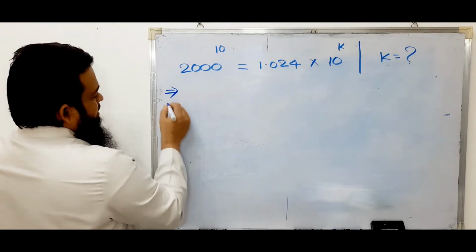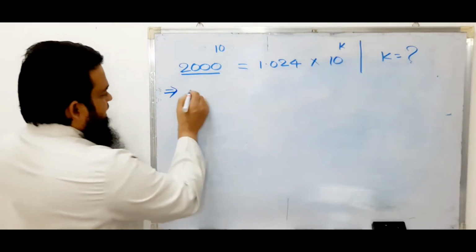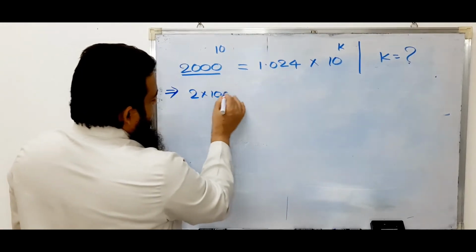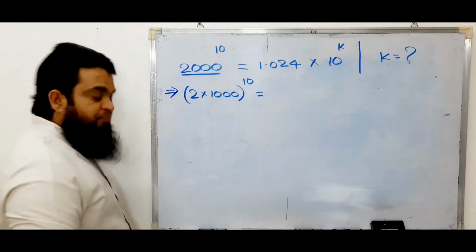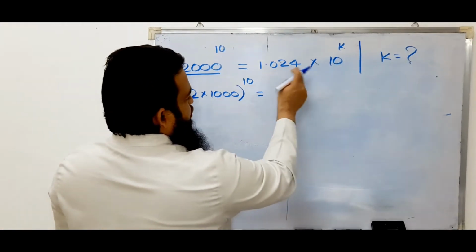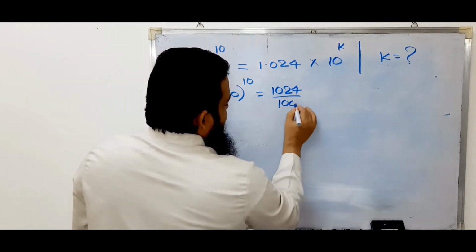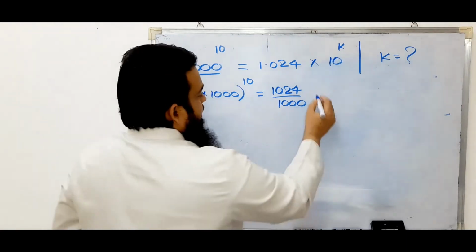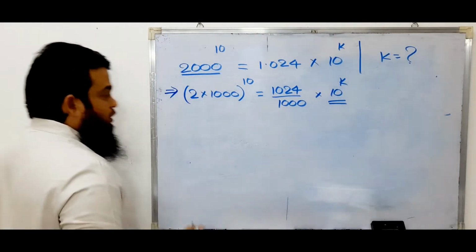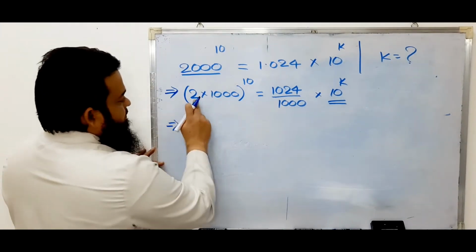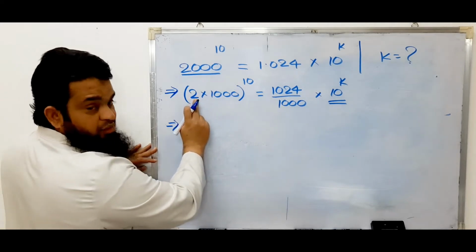See, 2000, can I write it as 2 times 1000 whole to the power of 10? Yes, I can. Now 1.024, can I write it as 1024 by 1000? Yes, we can. So times 10 to the power of k. I don't want to disturb this. Now I will separate them, so I will distribute the power 10 to both.